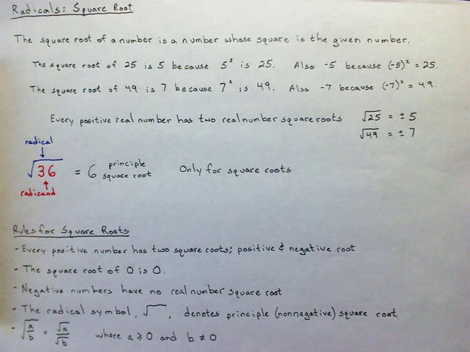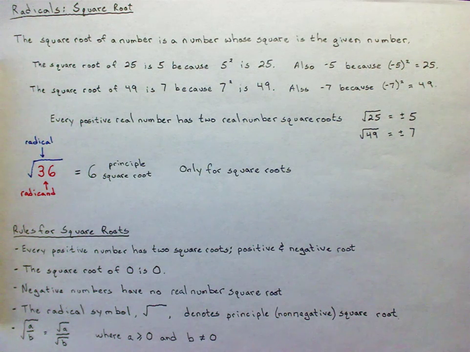This only concerns square roots, not other roots such as cube roots or the fourth root. So, rules for square roots. Every positive number has two square roots, a positive and a negative root. The square root of 0 is 0. Negative numbers have no real number square root, and they're actually called imaginary numbers. So no real number square root for negative numbers. Imaginary numbers are the roots. The radical symbol denotes the principal non-negative square root.